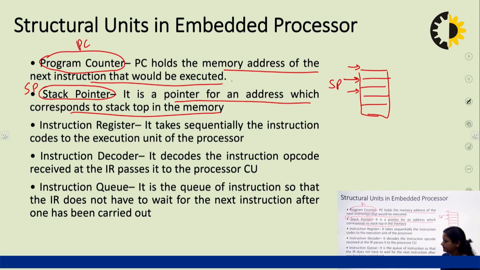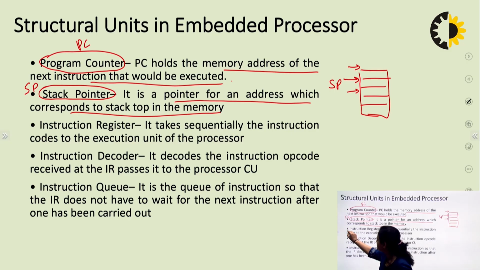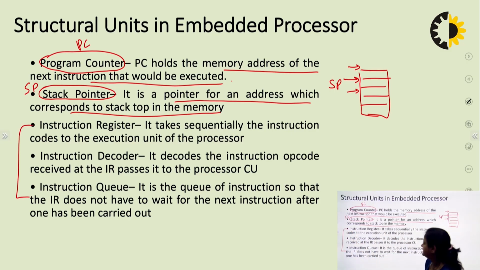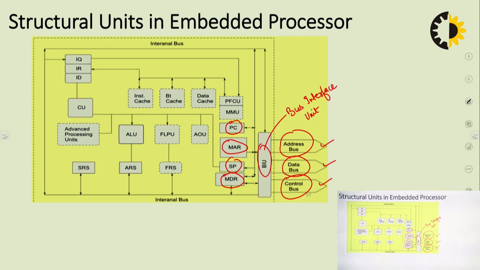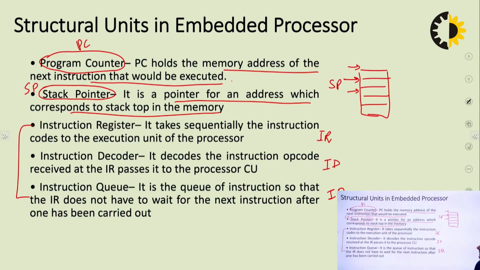for a processor. Then we have three registers which we will study along with instruction register, IR in short, which will be written in the diagram. Then we have instruction decoder and then we have instruction queue. What does this mean? Let us locate these three registers. These three registers are located here. This is instruction queue, this is instruction register, and this is instruction decoder. Let us check what is the role of these three registers. Instruction register takes sequentially the instruction codes to the execution unit of the processor.